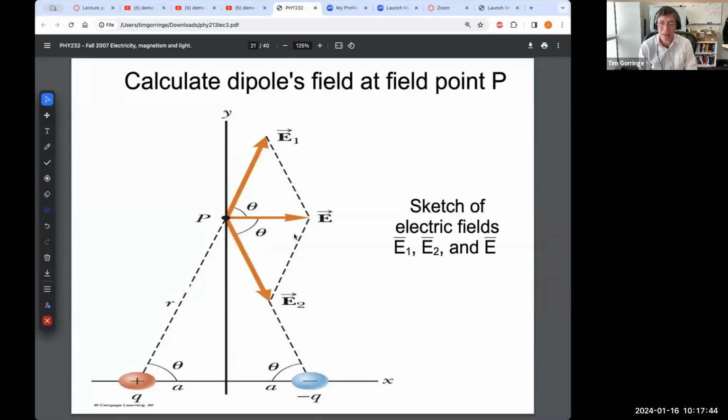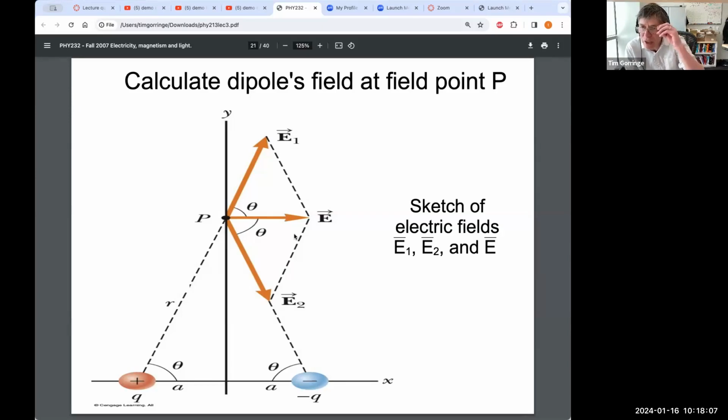So I want to calculate the electrical field of an electrical dipole. That's the problem that I've set up, and that's what we're going to do now. There's two parts to this. There's a part where I'm going to sketch the electrical field, and then I'm going to calculate the electrical field. So I've got two slides for that.